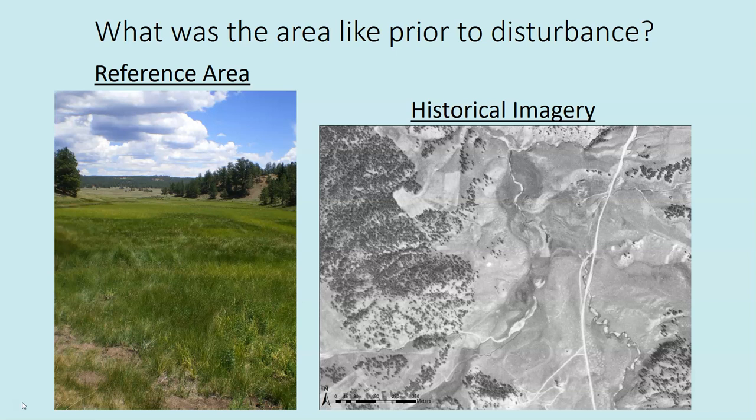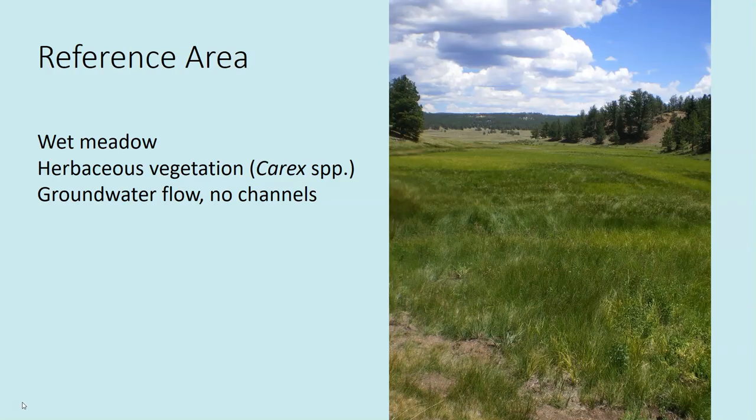There's lots of ways to potentially answer this question. We've used both reference areas, assuming that an unimpacted site nearby is similar to what our degraded area used to be, sort of a space for time substitution, but also historical imagery. And these together sort of lay this foundational story of what this site used to be. So our reference area is a wet meadow. It's dominated by sedges in the genus Carex, herbaceous vegetation, and it really has no channels through it. It's just slow groundwater flow.